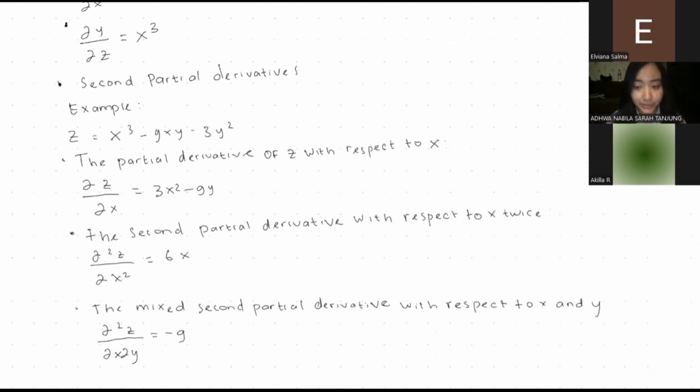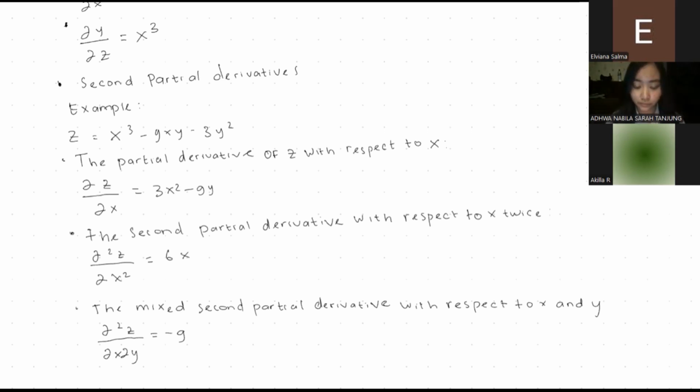Suppose z equals x cubed minus 9xy minus 3y squared. The partial derivative of z with respect to x is 3x squared minus 9y. The second partial derivative with respect to x twice is 6x. The mixed second partial derivative with respect to x and y is negative 9.